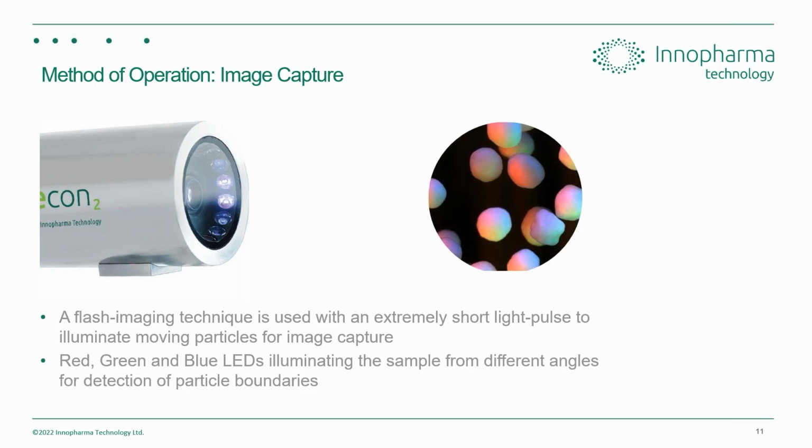And the image on the right is a raw image taken from the Eyecon 2, showing that crossover of red, green, and blue LEDs, which we use in our traditional image analysis for edge detection. And that's how we can then see the edges of these bound particles that we can then ascertain their particle size and shape, which I'll get to in a moment.